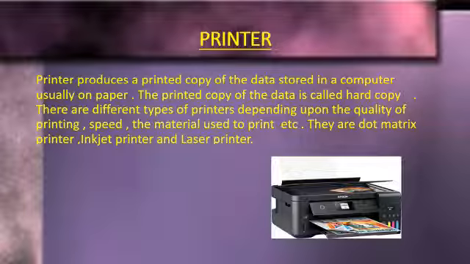Dot matrix printer is very slow and noisy and it is outdated. Inkjet printer uses special ink to print and the quality of printing is good as compared to a dot matrix printer. Laser printers are very fast and expensive printers which use a special powder called toner to print.